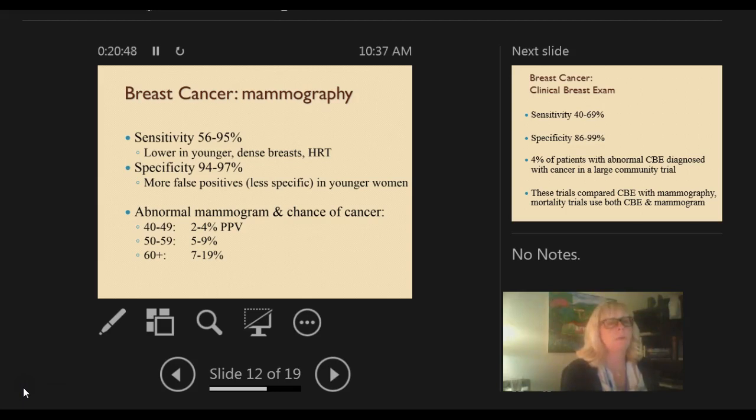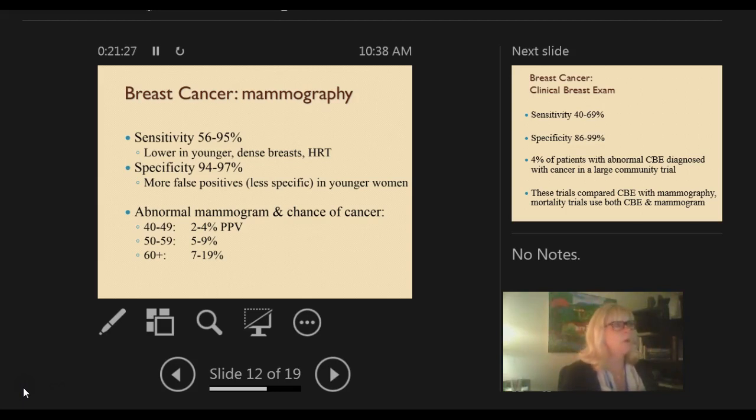So the sensitivity for mammography is 56 to 95%, which is high. The sensitivity is lower if you are younger, have dense breasts, or you're on hormone replacement therapy, because sometimes it's hard to see through the dense breasts, and the younger population do better with ultrasounds. Specificity, there's more false positives in younger women, but the specificity is 94 to 97%. So if it's negative, it's most likely negative. If it's positive, it's most likely positive, something going on.